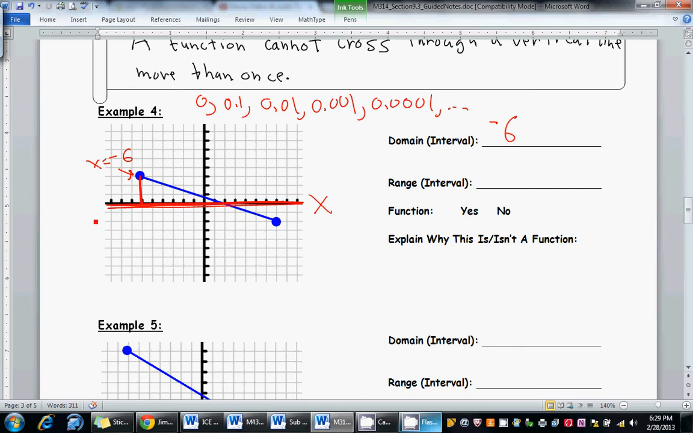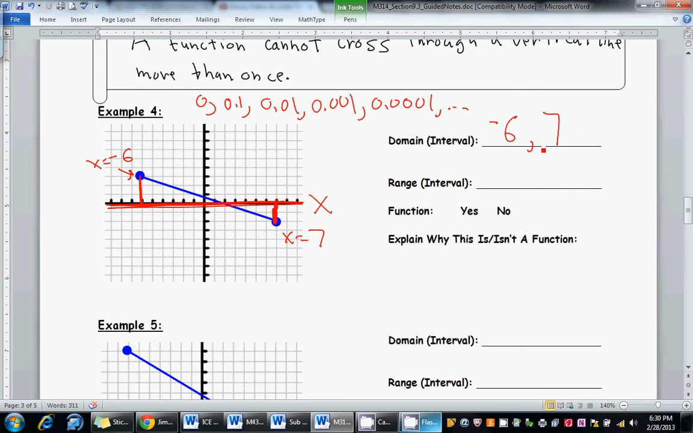The next thing that I want is the largest x value. So now I'm going to count off to the right. 1, 2, 3, 4, 5, 6. And right at this point, the x value is 7. So I say that my domain, all of the x values in this graph, are the numbers between -6 and 7.